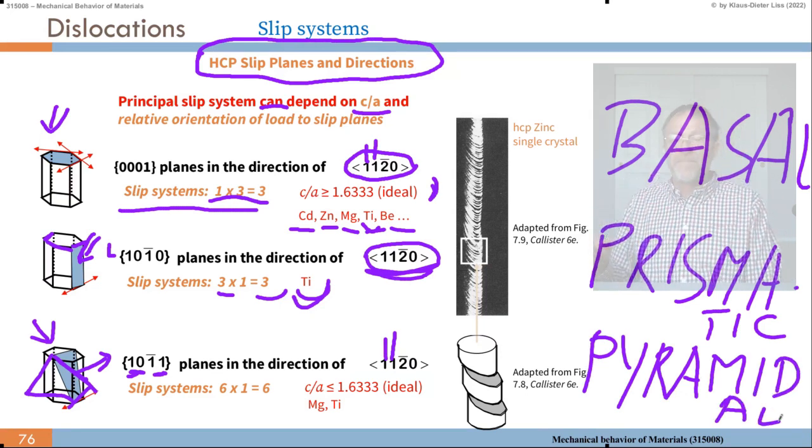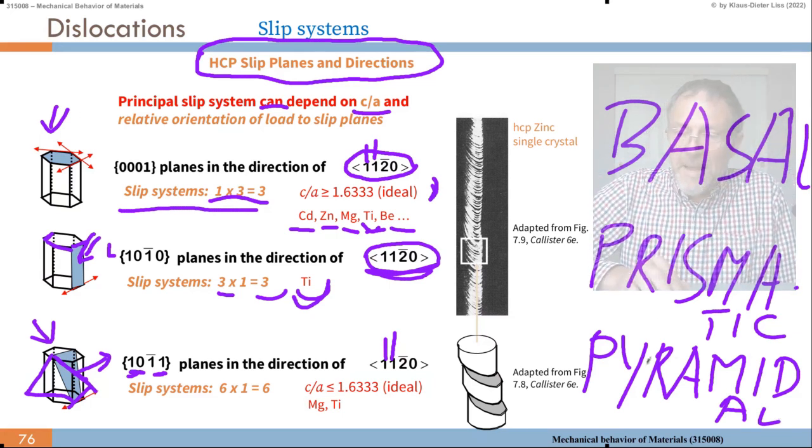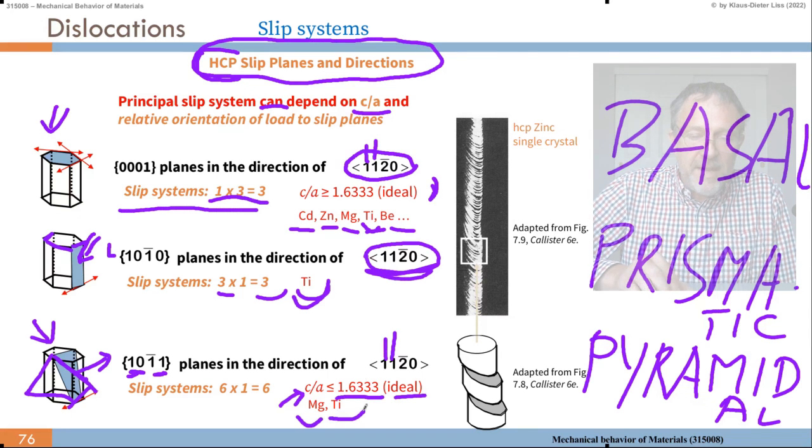Pyramidal. So, very important, we have basal slip, prismatic slip, and pyramidal slip in hexagonal systems, particularly in the hexagonal close-packed system. The pyramidal slip is often activated when c over a is smaller than 1.633, the ideal value, such as in magnesium or titanium.